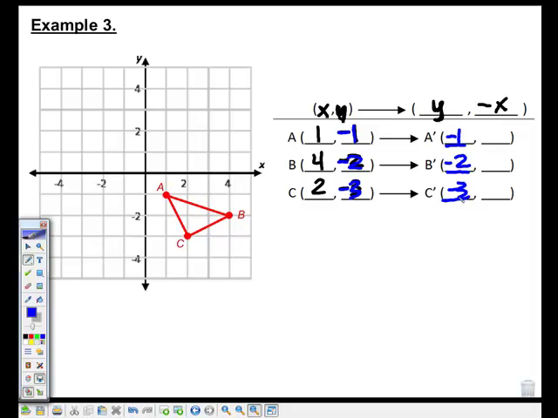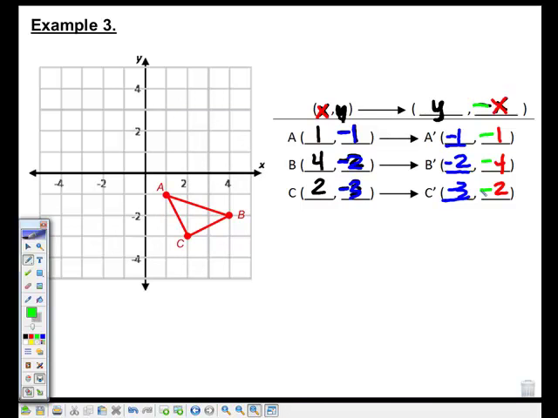And then for the x values, they were the first values. The x values are now the second values. If we move them to the second position, we will have 1, 4, and 2. But not only do they change to that, but they will also change to their opposites. So it was a +1. This is going to be a -1. The opposite of the 4 will be -4, and the opposite of 2 will be -2.